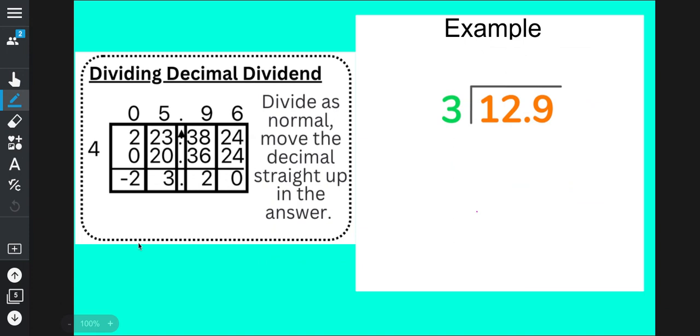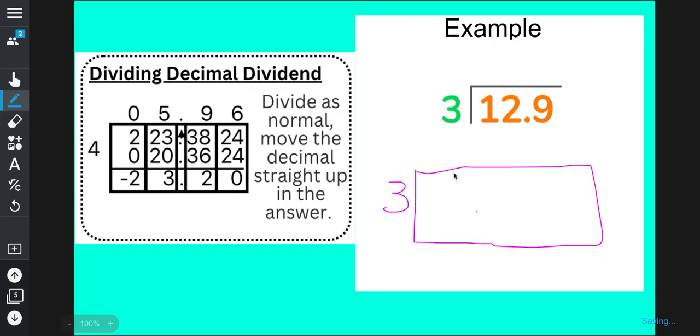All right, we're going to utilize that method in order to divide with decimals. When we divide with decimals and there's a decimal only in the dividend, the inside number, life is pretty easy. We don't have to do too much. So we're going to set up our problem with the 3 on the outside. We're going to make our box.